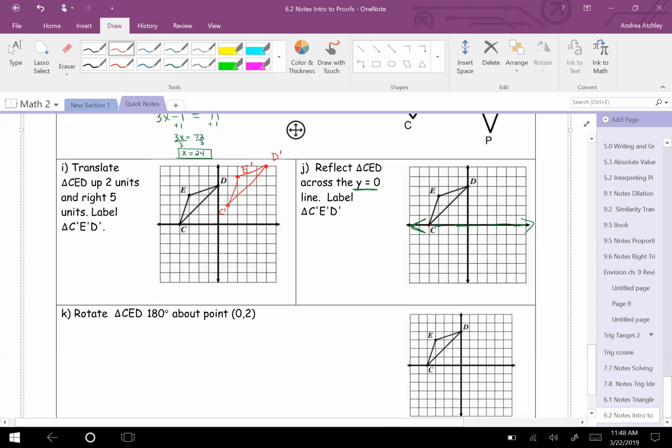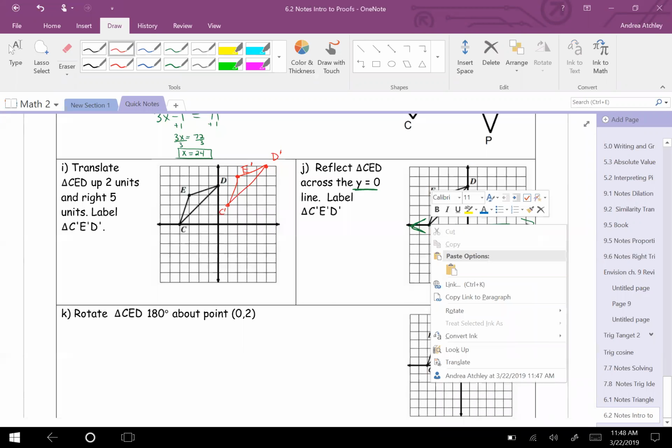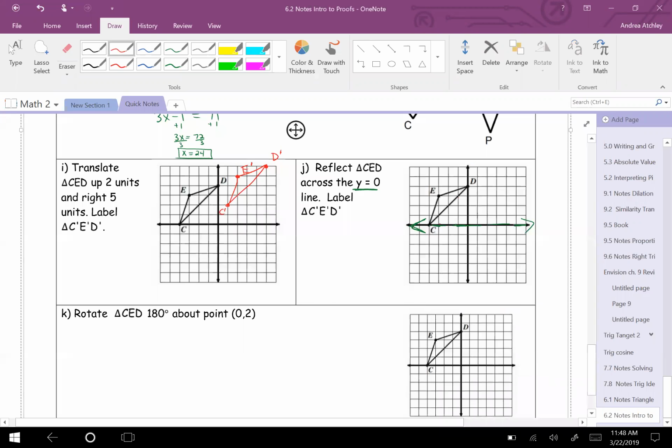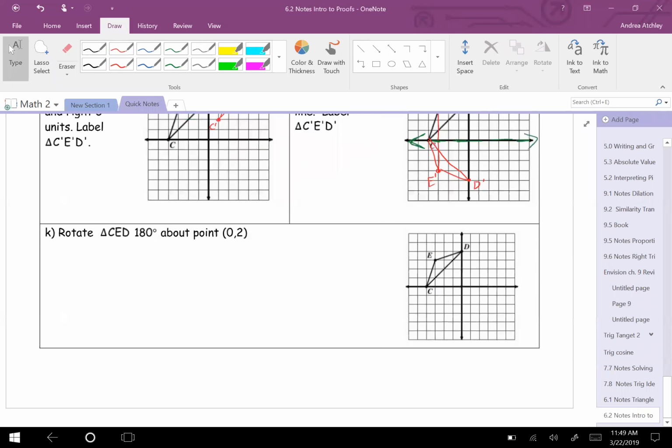So the C stays the same. This is up 3, so this is down 3. And that's E prime. And then D is up 1, 2, 3, 4 from there, so it's going to be down 1, 2, 3, 4. And that's D prime. So it should look like this. Any questions over that?